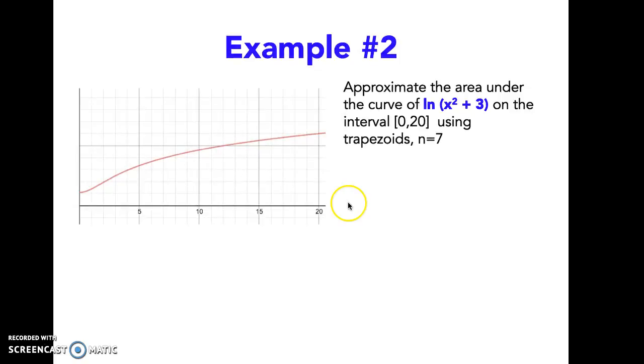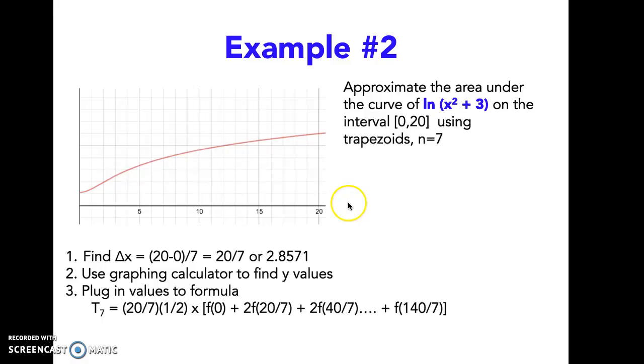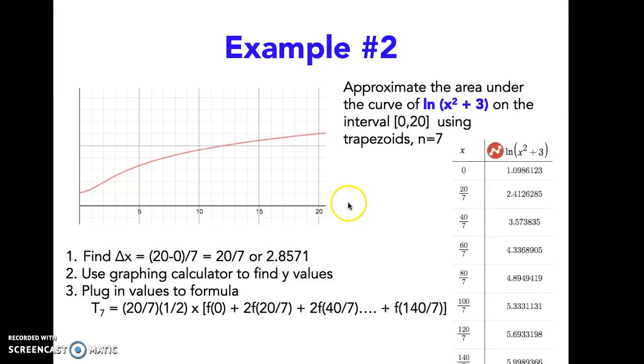We're going to approximate the area under the curve of natural log of x squared plus 3 on the interval 0 to 20 using trapezoids, n equals 7. So first we're going to find delta x. 20 minus 0, b minus a over n, divided by 7. Or you can round that to 2.8571 for a little bit less of an accurate answer. And then we're going to use our graphing calculator to find the y values, as seen over here. I'll teach you how to do this later.